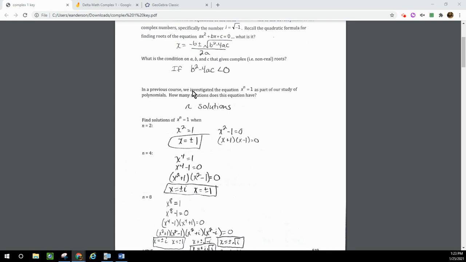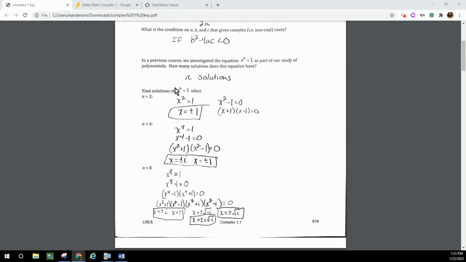In a previous course, we investigated the solutions of the equation x to the n equals 1 as part of our study of polynomials. How many solutions does this equation have? It has n solutions. Find the solutions of x to the nth equals 1 when n equals 2. They're saying x squared equals 1, find the solutions. Well, if we subtract 1 and factor, we get positive 1 or negative 1.